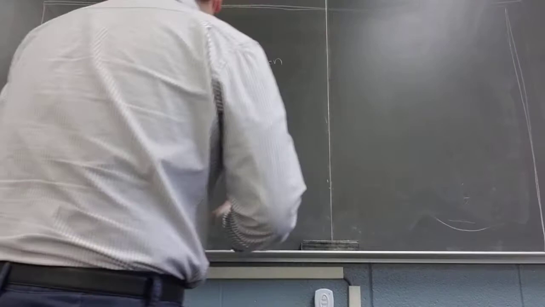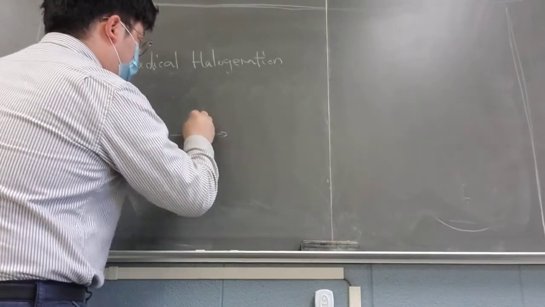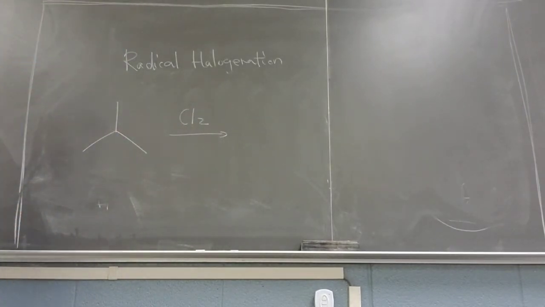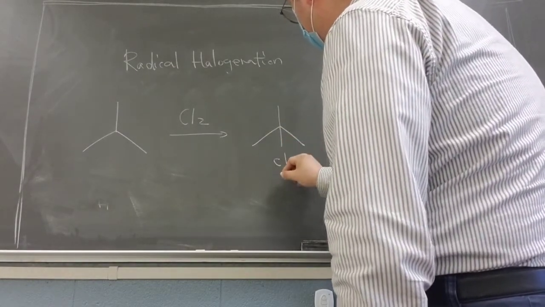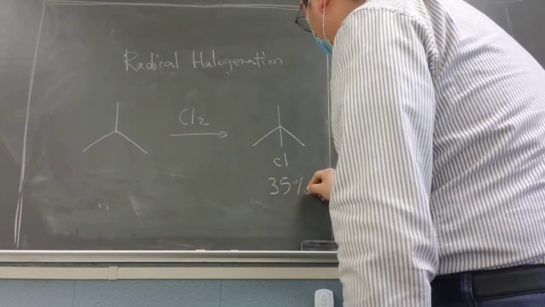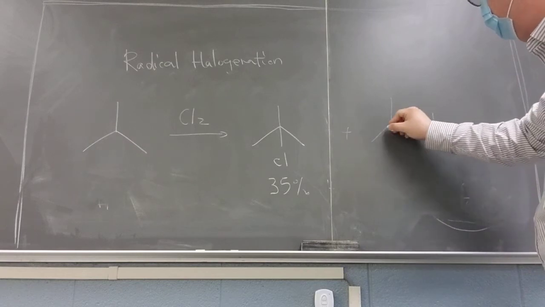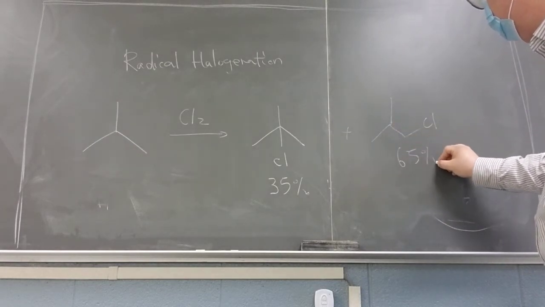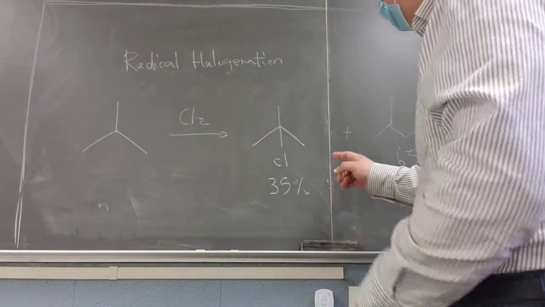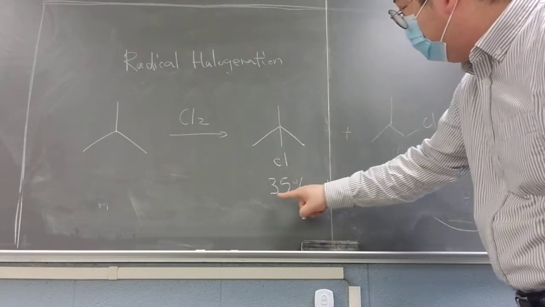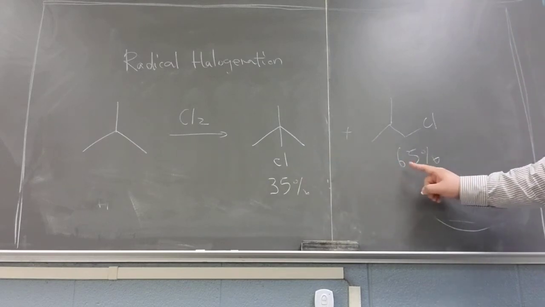So whenever you have this, and you do this one over here, then you have this one at 35%, and this one, I think, is 65%. So if you look at this, you're going to have this product and this product, 35% and 65%. So it looks like this is the minor and this is the major product over here.